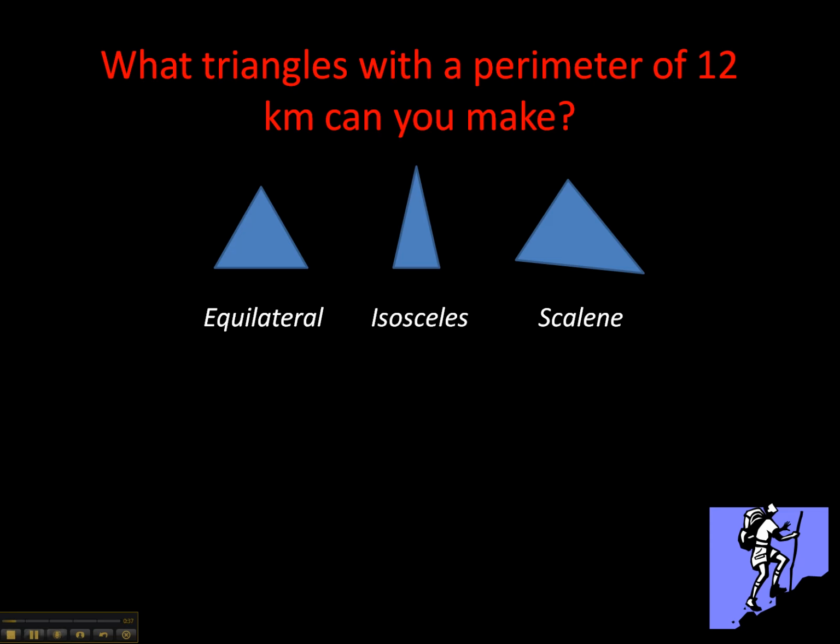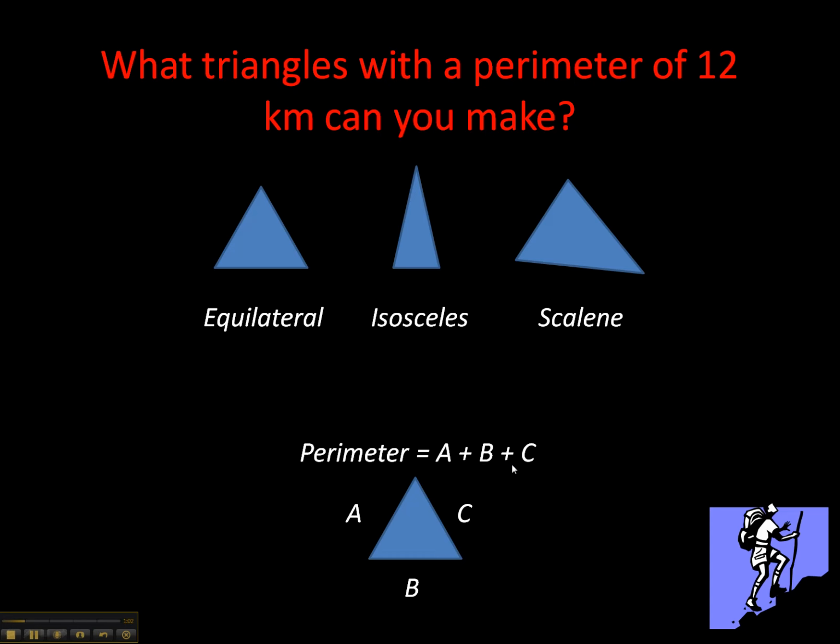Now, you will remember that there are three types of triangles that we've studied in the first lesson. We have the equilateral, in which all sides are the equal length. We have the isosceles, in which two sides are equal length, but one side is not. And we have scalene, in which all sides are different from each other.